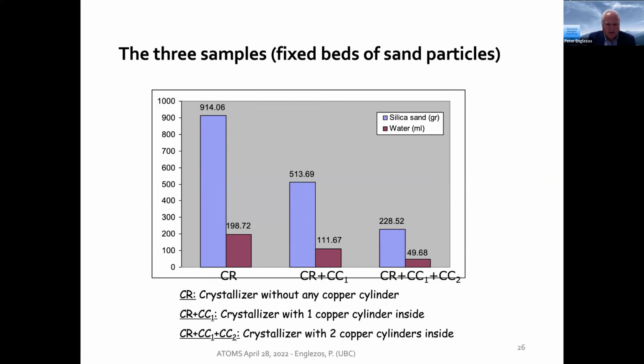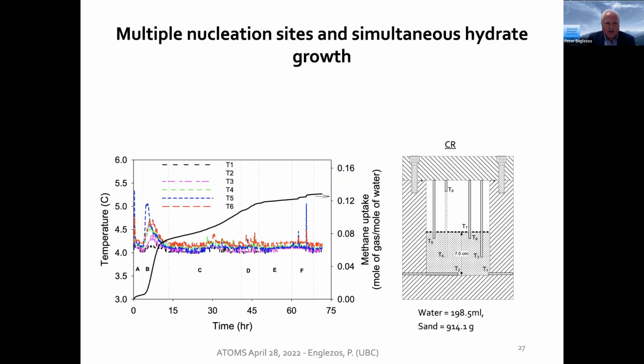We call them crystallizer without any copper cylinder, crystallizer plus copper cylinder 1, and crystallizer plus copper cylinder 1 and copper cylinder 2. And these are the volumes and the mass of the bed. Now, we've placed many thermocouples inside so that we can have a good understanding of the temperature. Temperature is a nice signature for hydrate nucleation, because hydrate formation releases heat, and you can then identify the points of hydrate nucleation.